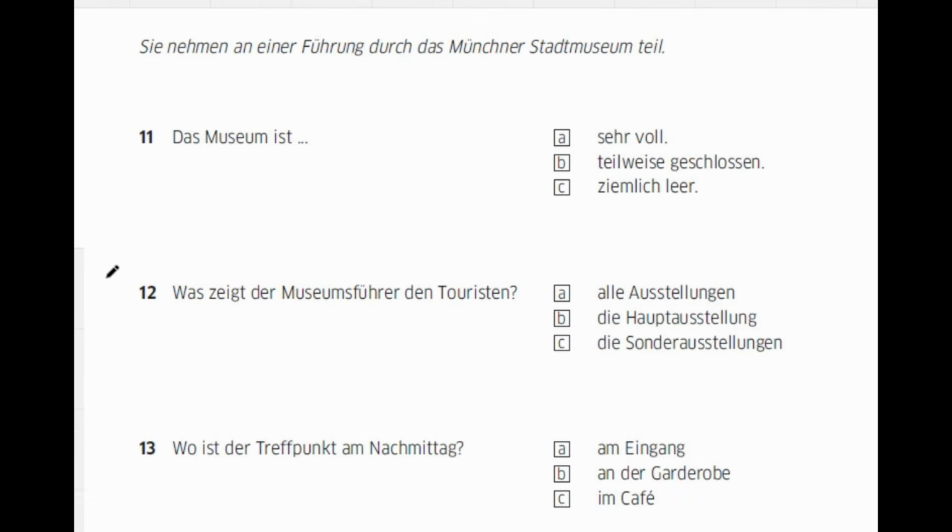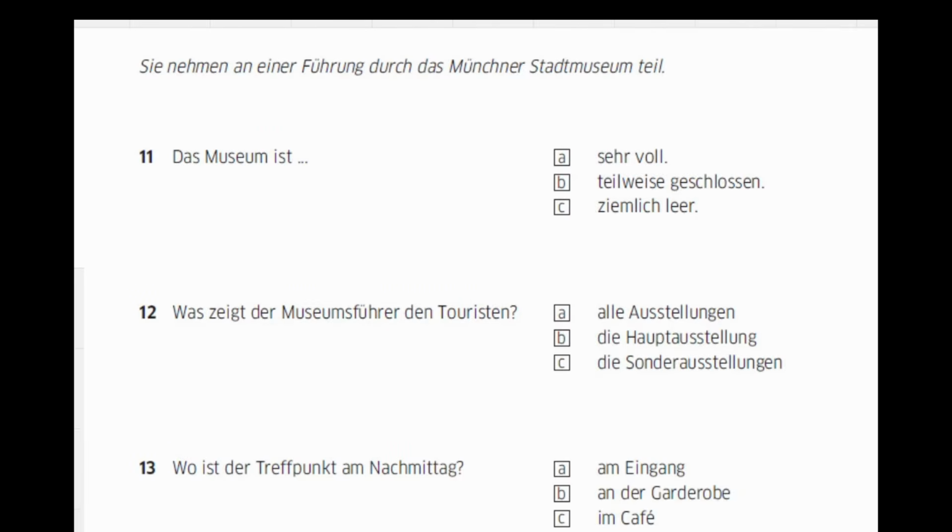Now let's look at the next one. This one is a little trickier because you only get to hear the audio once.